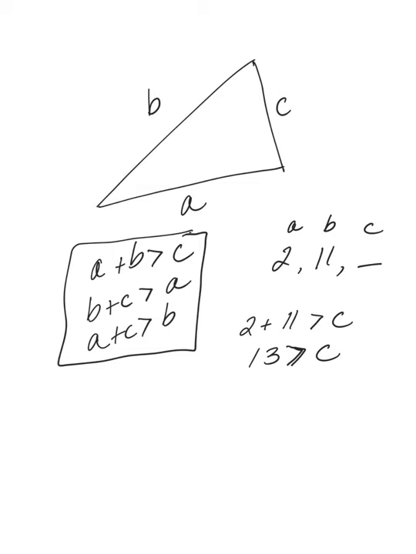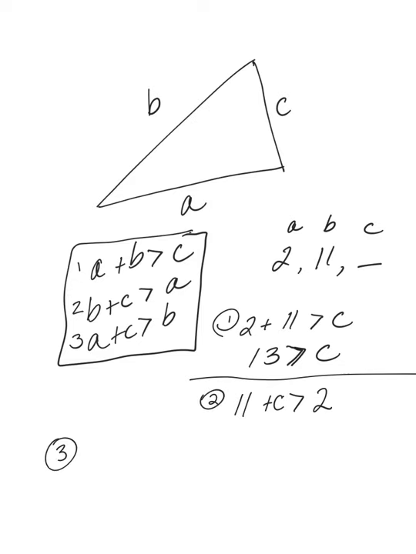Now, on the flip side, I used A and B. So then, let's see, B plus C. So 11 plus C has to be greater than A, which is 2. And then my third option, so this is 1, 2, and 3. Then A, 2 plus my unknown value would have to be greater than 11.